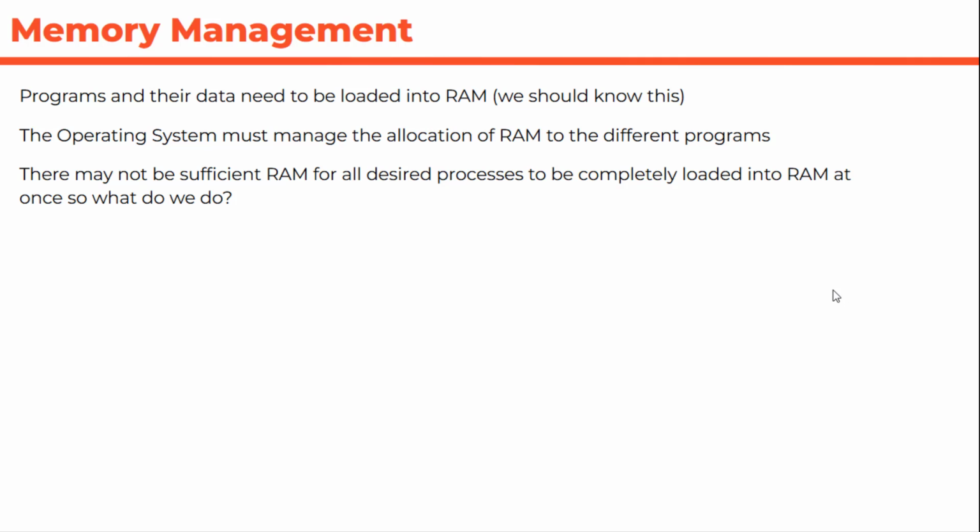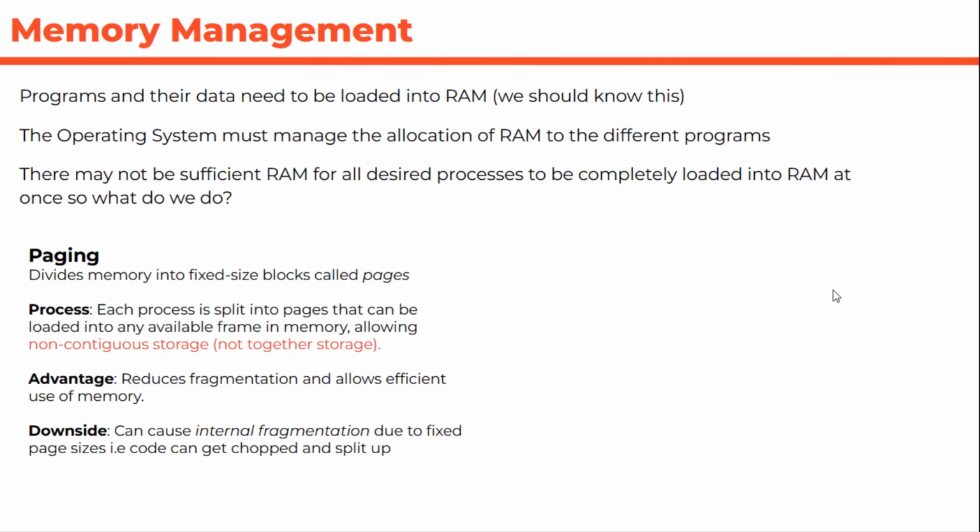Programs and their data need to be loaded into RAM first. And we know that, or we should know that. The operating system must manage the allocation of random access memory to different programs, and different programs require different amounts of RAM, and during the fetch, decode, execute cycle, RAM is used in different ways and different amounts of storage are used. So there may not be sufficient RAM for all desired processes to be completely loaded into RAM at once. So what do we do if that happens? What do we do if we run out of RAM?